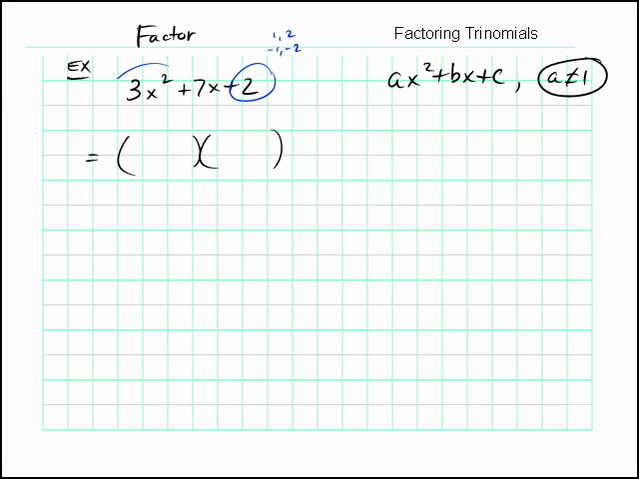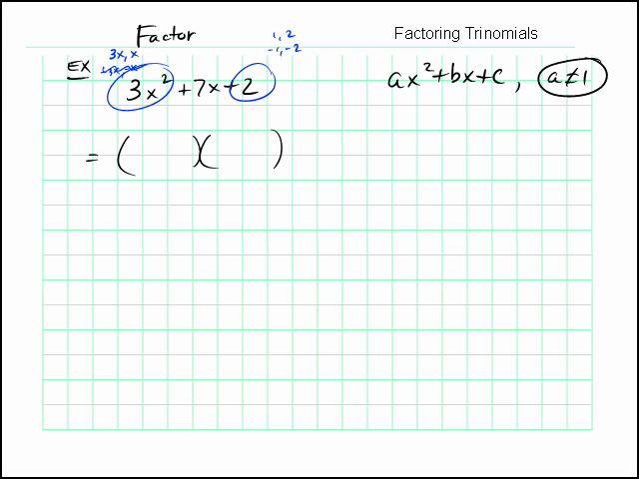I go to the front term and I do the same. 3x squared. How could I factor 3x squared? Well, I could have 3x times x. You could say negative 3x times negative x, but I've never seen negative numbers used on the front term, so I'm not even going to write those.